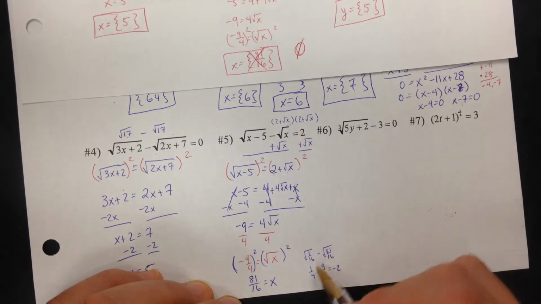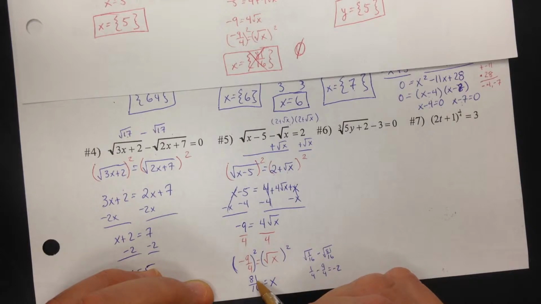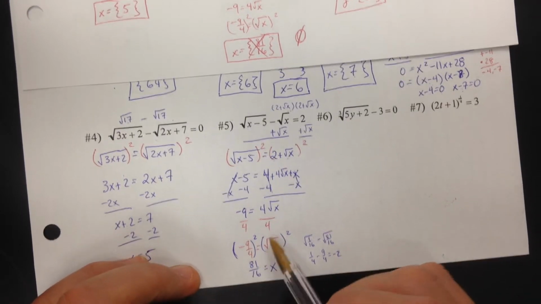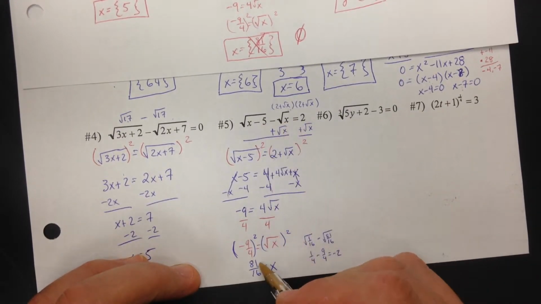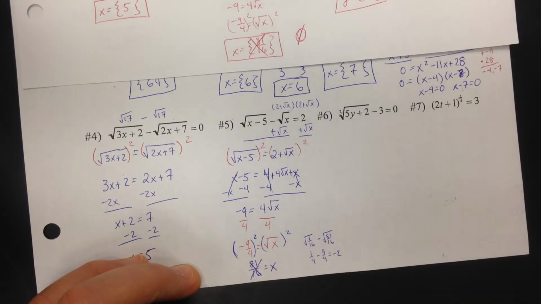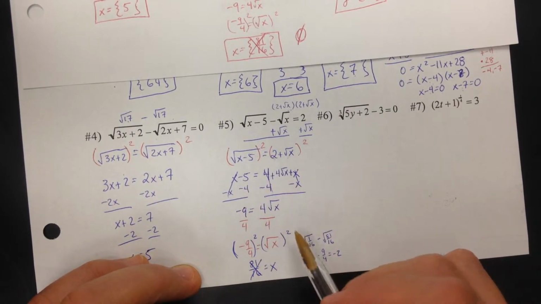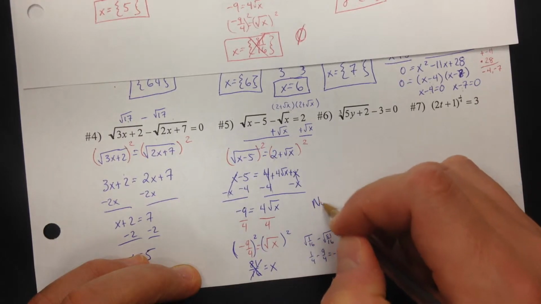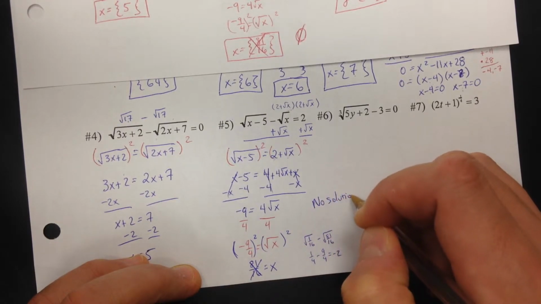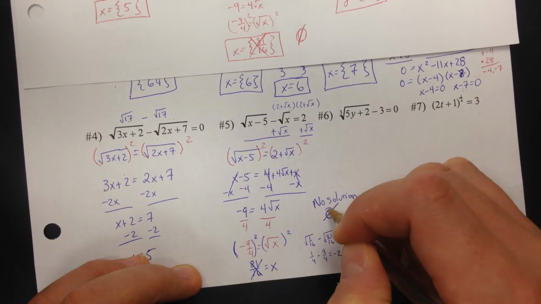So what that tells me about my answer, even though algebraically it works, in the context of the problem, this answer is no good. It's extraneous. So really, for this whole problem, there's no solution. You can say no solution, but what I'm going to do is put a circle with a slash through it.